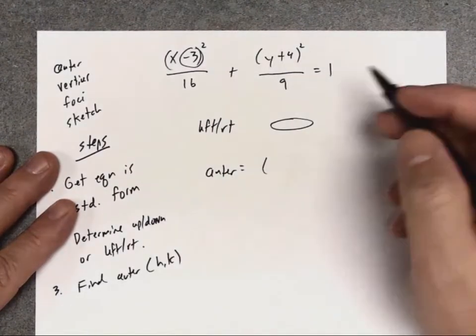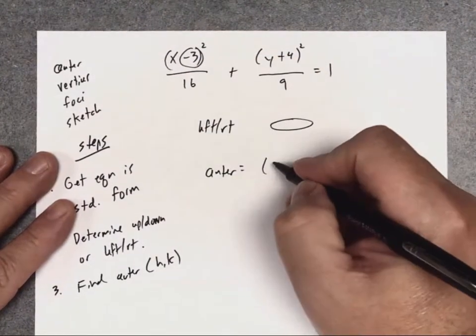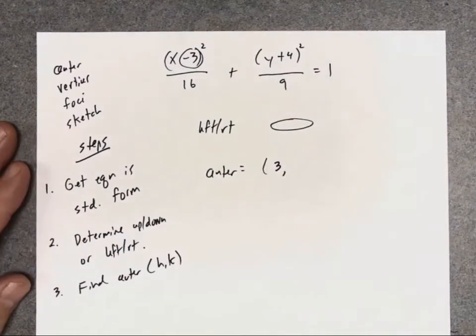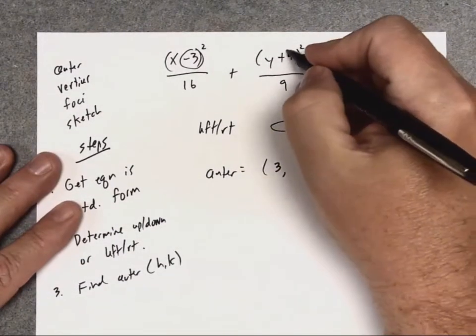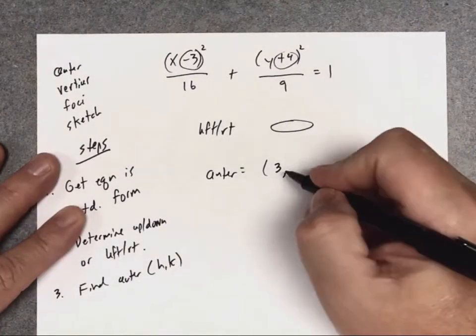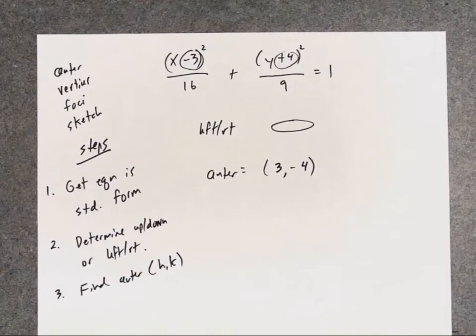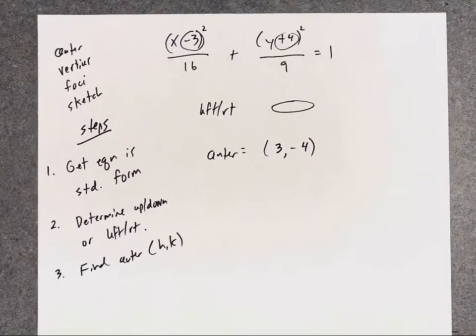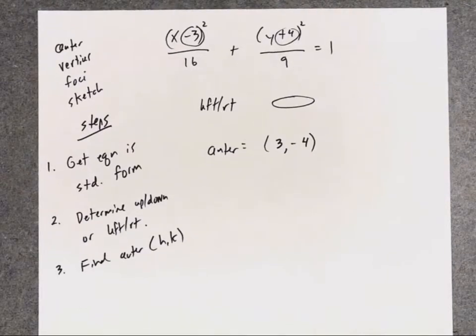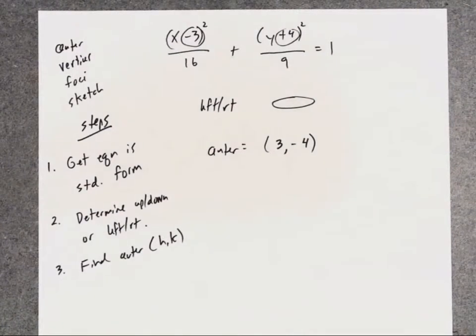So when I actually define the center, my h is the opposite sign. Up here it's a minus 3, so my center becomes 3 here. For the k, it's plus 4, which means when I define my center, it's the opposite. This is a method students often use to make sure they get the right numbers for the center: you use the opposite of what you see in the standard equation.